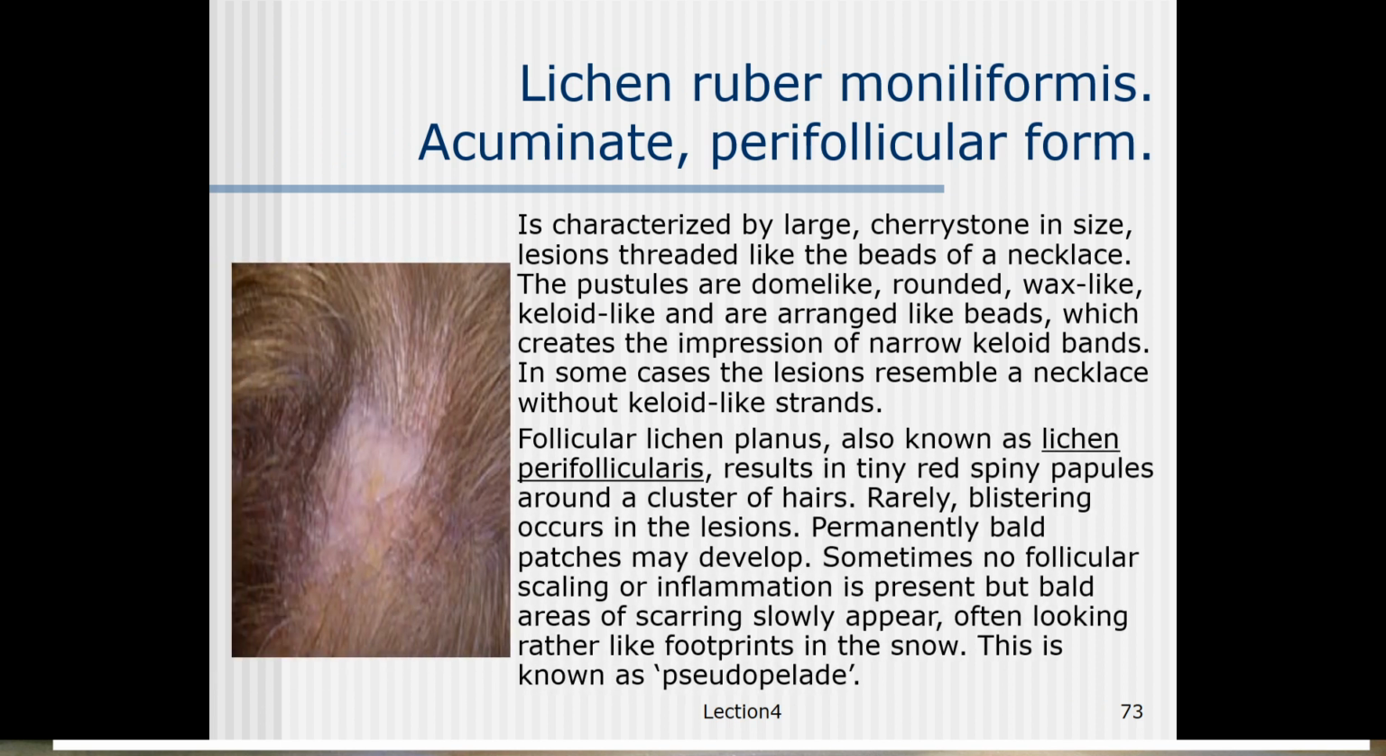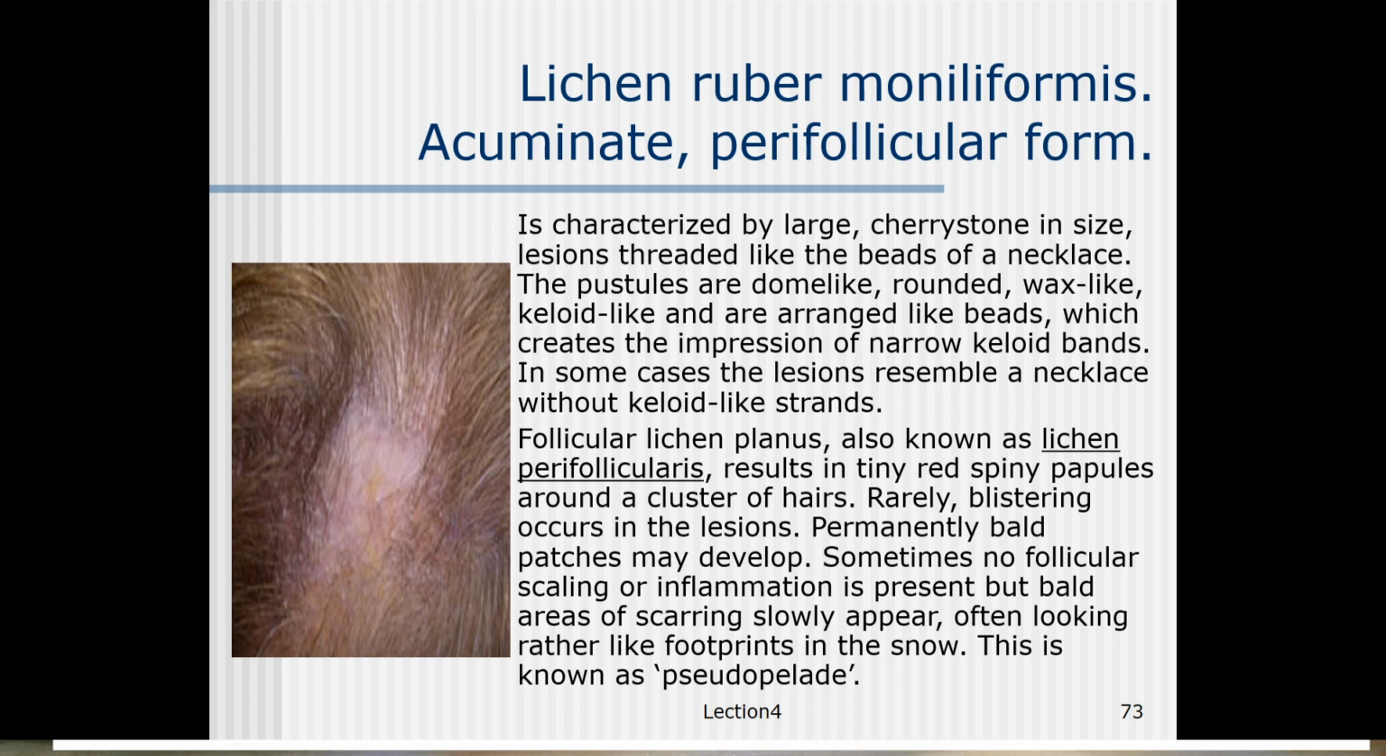Lichen ruber moniliformis, acuminate perifollicular form, is characterized by large cherry stone size lesions arranged like the beads of a necklace. The pustules are dome-like, rounded, wax-like, keloid-like, and are arranged like beads, which creates the impression of narrow keloid bands. In some cases, the lesion resembles a necklace without keloid-like strands.